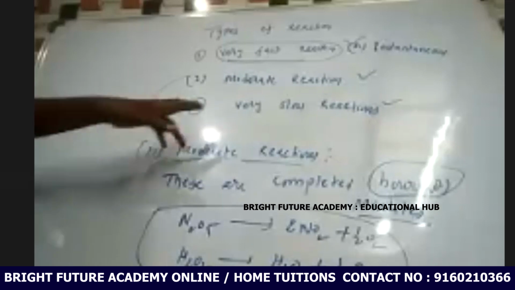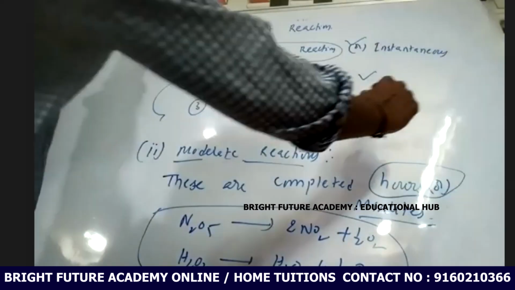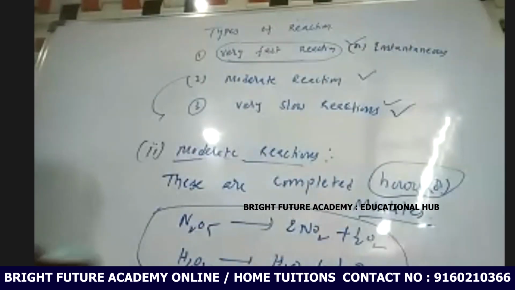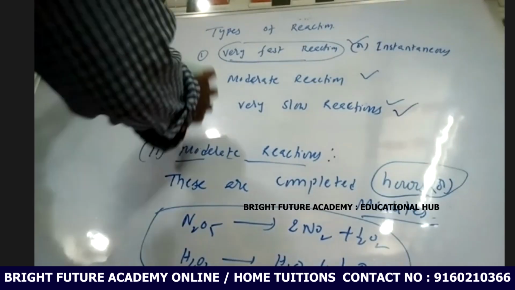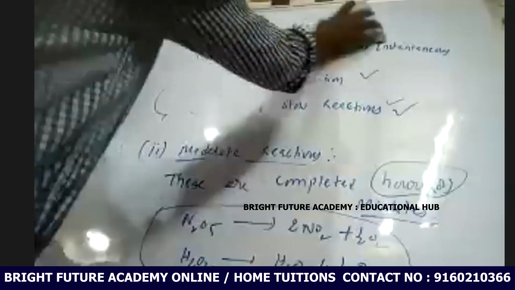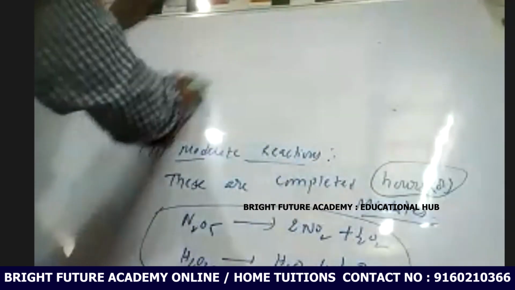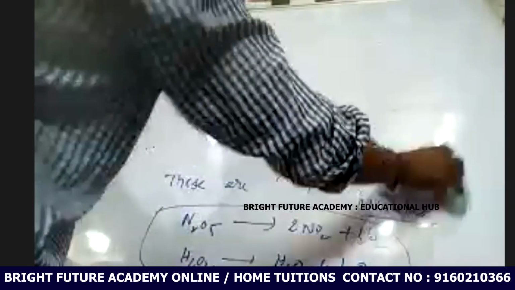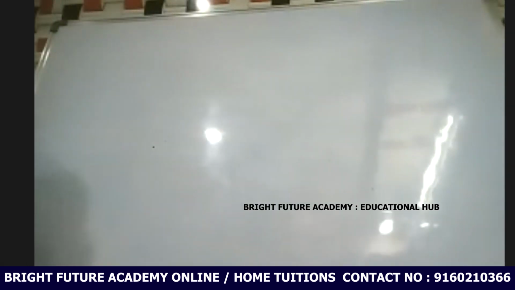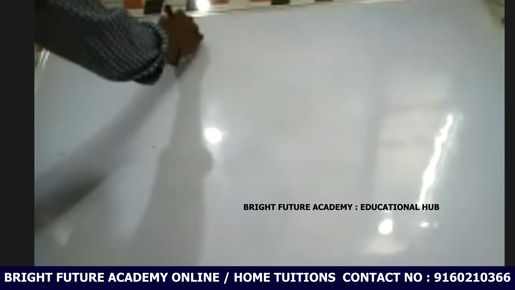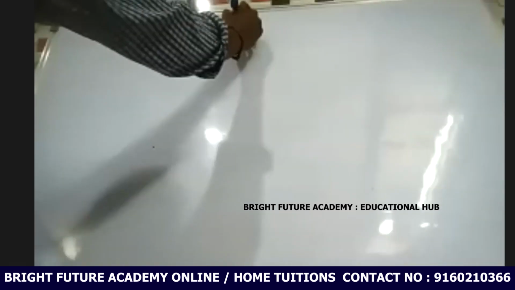Okay, good. Next, the third one, very slow reactions. Write this down, note it up, or you can take a screenshot. Do you have any idea of very slow reactions? From morning onwards we observe very slow reactions in daily life. Tell me a very slow reaction example.